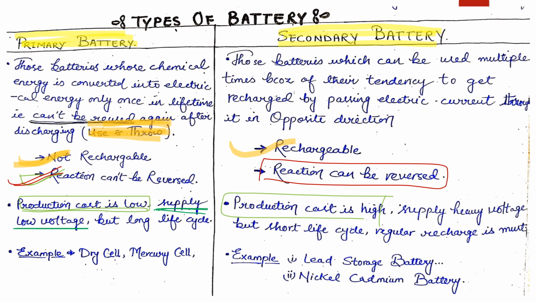While on the other hand, secondary batteries supply heavy voltage or high voltage, you can say. They supply high voltage but for a short period of time, just like our inverter battery. Once it is charged, it can supply about 4 to 5 hours of backup. And an important point we should remember is that the primary battery has a long life cycle.